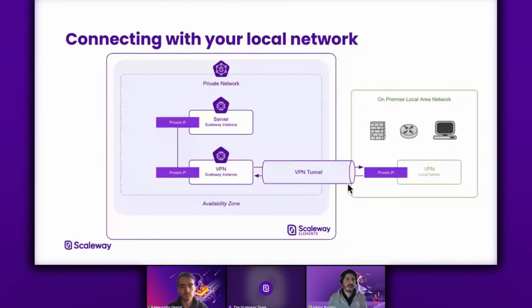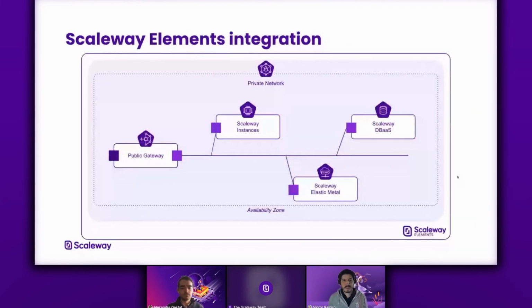The second thing that you can do is integrate with the Elements ecosystem. In my example, I just use Scaleway instances, but there is no problem. We can also integrate Scaleway Elastic Metal, so you can put bare metal running inside the private network. We can also have Scaleway database as a service. So instead of putting my really simple Python code for the database, we could pop a database and connect to, I don't know, MySQL or Postgres. So this is something that you can do today.